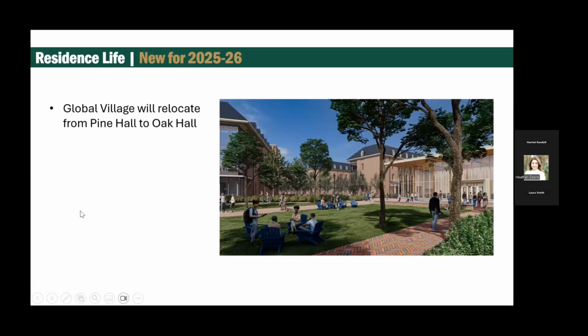So new for 2025-26, Global Village is going to relocate from Pine Hall to Oak Hall. As noted on our same room sign up section of our website, anytime there's an adjustment to living learning communities, things like that, those places become no longer eligible for same room sign up. So just keep that in mind.